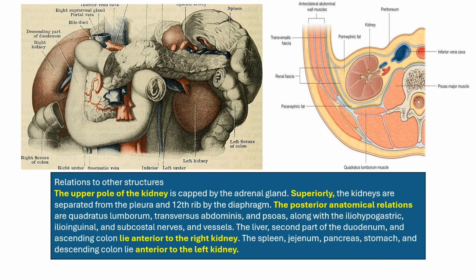Kidneys, which are retroperitoneal structures enveloped in four coverings, have relationships to adjacent organs and structures. First of all, each kidney is capped by an adrenal gland or suprarenal gland. And it is of note that the perinephric fat, renal fascia, and paranephric fat all envelop the kidney and adrenal and support them to the posterior abdominal wall. Superiorly, the kidneys are separated from the pleura and 12th rib by the diaphragm.